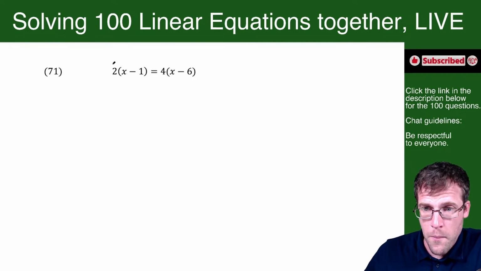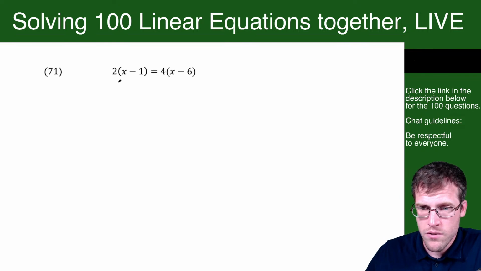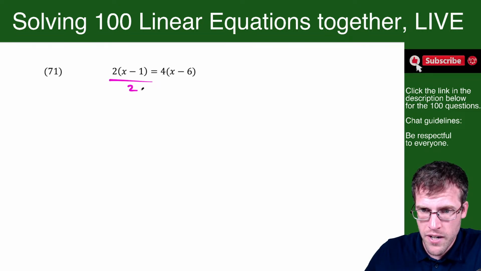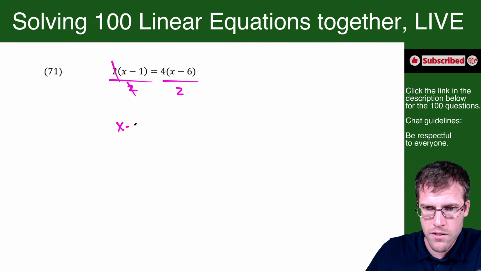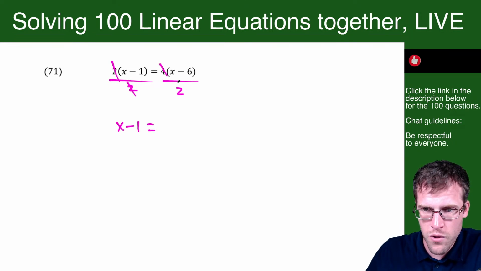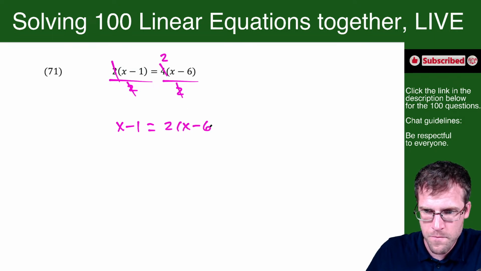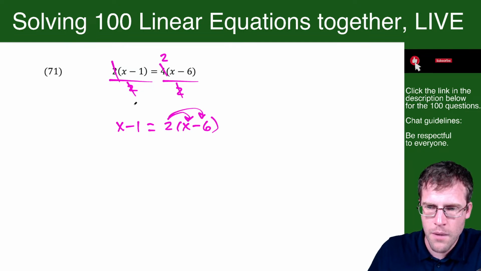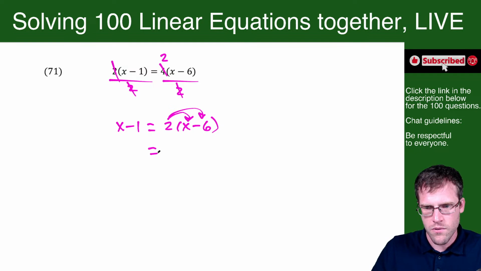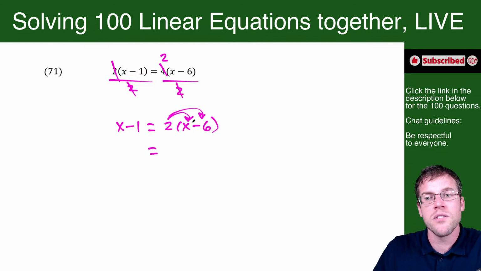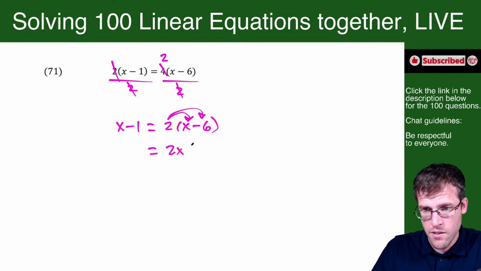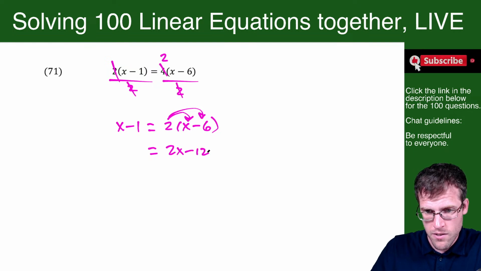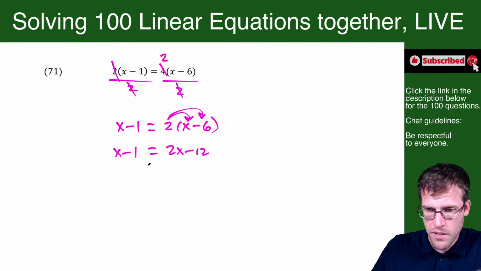So here, we could just do double distribution. If we want to get really crafty here, we could even divide both sides by 2. And now 2 over 2 cancels, and you get x minus 1 equals 4 divided by 2 is 2 times x minus 6. So this is allowed. This is fine. Divide both sides by 2. I'm sorry, distribute the 2. We already divided both sides by 2. So now we distribute the 2. We have 2 times x, and we have 2 times minus 6 is minus 12. And we get an x minus 1 here.